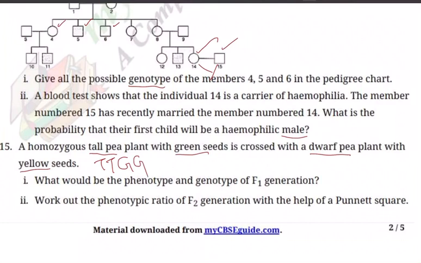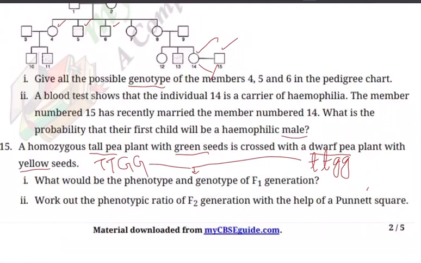So you are taking tall as capital T and capital G for green. And correspondingly for dwarf you are picking small t, and even though it is yellow, as per Mendel's rules we need to take the corresponding small letter. There capital G, here we are taking small g. What would be the phenotype and genotype of the F1 generation? Cross this and this, you will get the F1 generation.